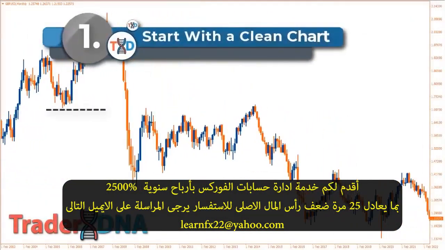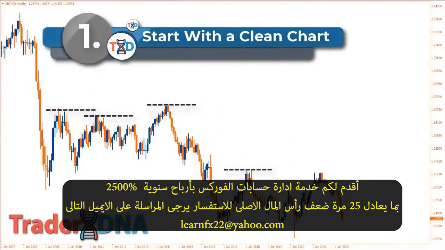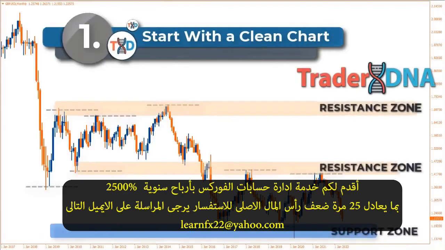Step number 1. Start with a clean chart. Support and resistance are all about price action, nothing else. Remove distractions and simply focus on the price. Indicators have a tendency to cloud a trader's judgment.